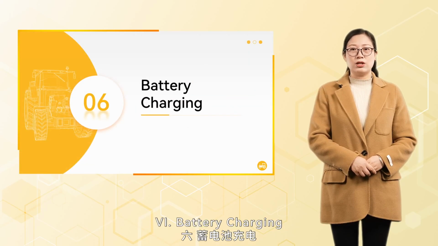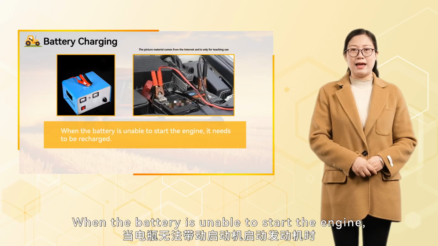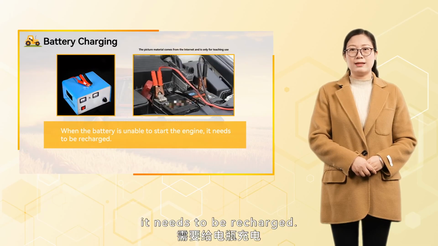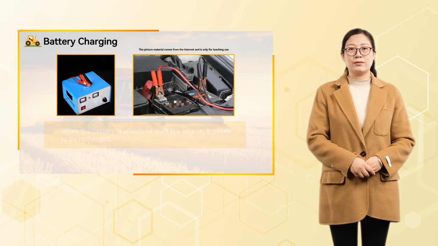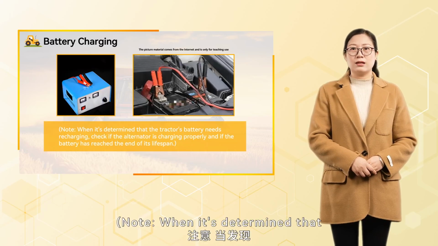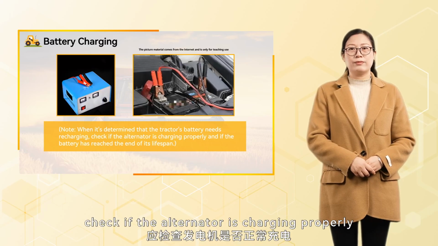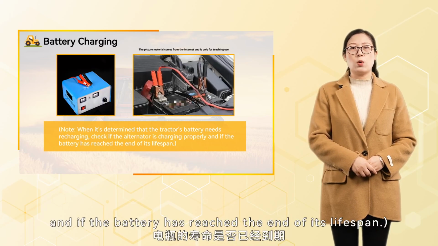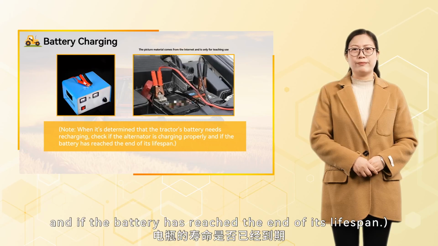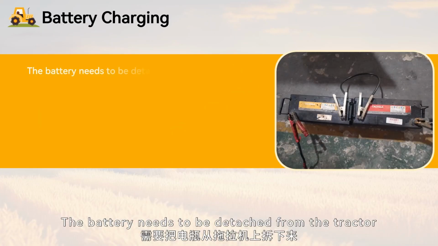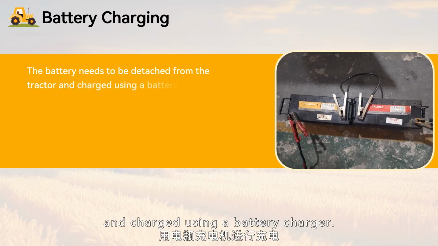6. Battery charging. When the battery is unable to start the engine, it needs to be recharged. Note, when it's determined that the tractor's battery needs recharging, check if the alternator is charging properly and if the battery has reached the end of its lifespan. The battery needs to be detached from the tractor and charged using a battery charger.